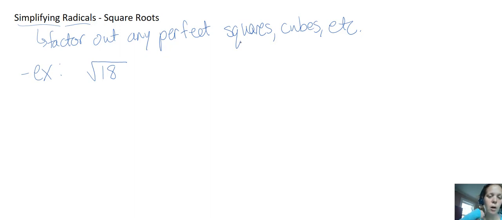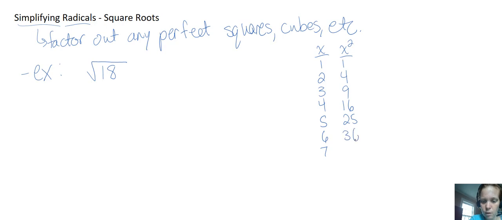So when I say I want to pull out any perfect squares, let's make a little list real quick of perfect squares. So I'm going to list numbers 1, 2, 3, 4, 5, 6, 7. We'll see if we can add to that if we come across bigger numbers. So 1 squared is 1, 2 squared is 4, 3 squared, 9, 16, 25, 36, 49, and so forth. So these are our perfect squares. So if any of those numbers, 1, 4, 9, 16, 25, 36, 49, are a factor of 18, I want to pull that out.